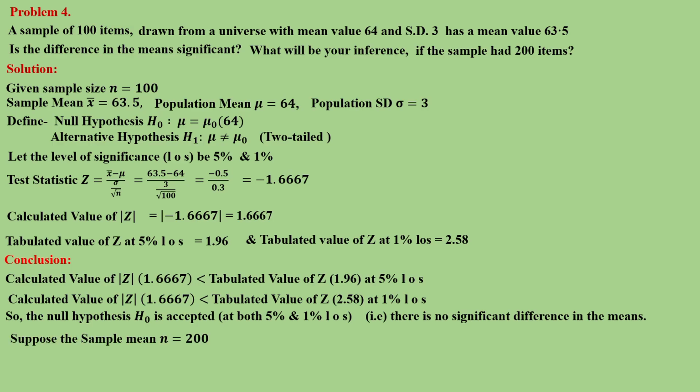Suppose the sample size is 200, so we are going to check what will happen. For the test statistic, we are calculating z, substituting 63.5 minus 64 by 3 divided by root of n, n is 200, root of 200. So we will get minus 2.3574. So the calculated value is modulus z, that is equal to 2.3574.